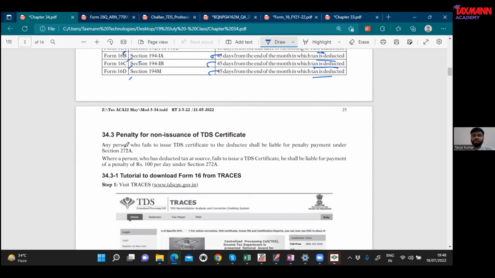So what is the penalty for non-issuing of TDS certificate? If a person has failed to issue a TDS certificate, the penalty will be levied under section 272A, where a person who has deducted tax at source and fails to issue the TDS certificate shall be liable to pay a penalty of 100 rupees per day. It is a penalty, not a fee. In the last class there were two things, fees and penalty, right? Fees is mandatory in nature, but penalty is discretionary in nature. It may or may not be levied; it is up to the discretion of the assessing officer.